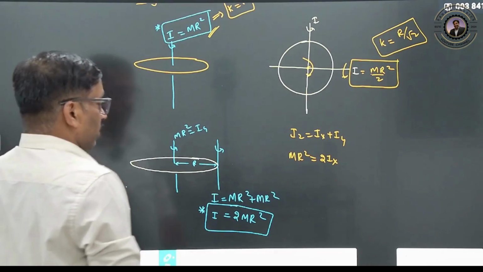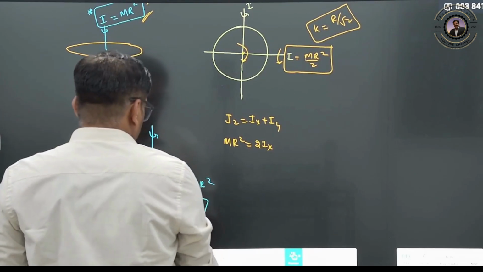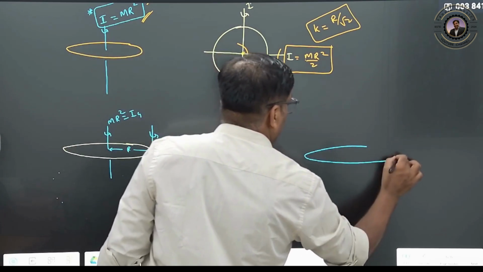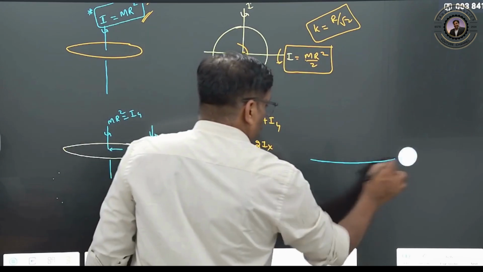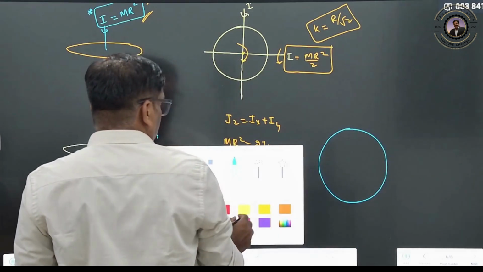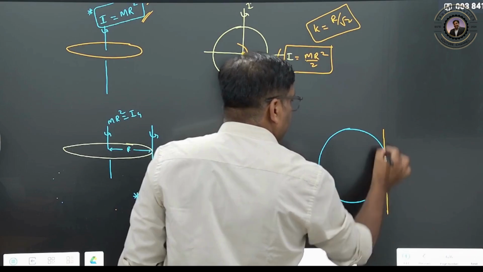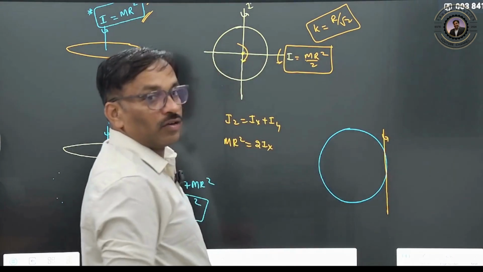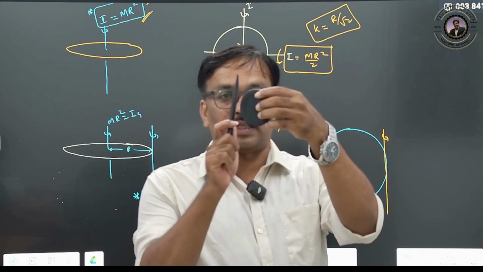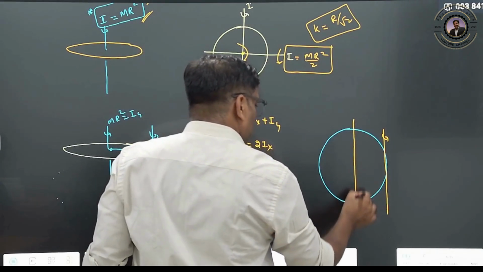And next one. Now we'll take one more ring. Here we want to rotate it about a tangent and parallel to the plane. That means we want to rotate like this. You understand? We want to rotate like this.